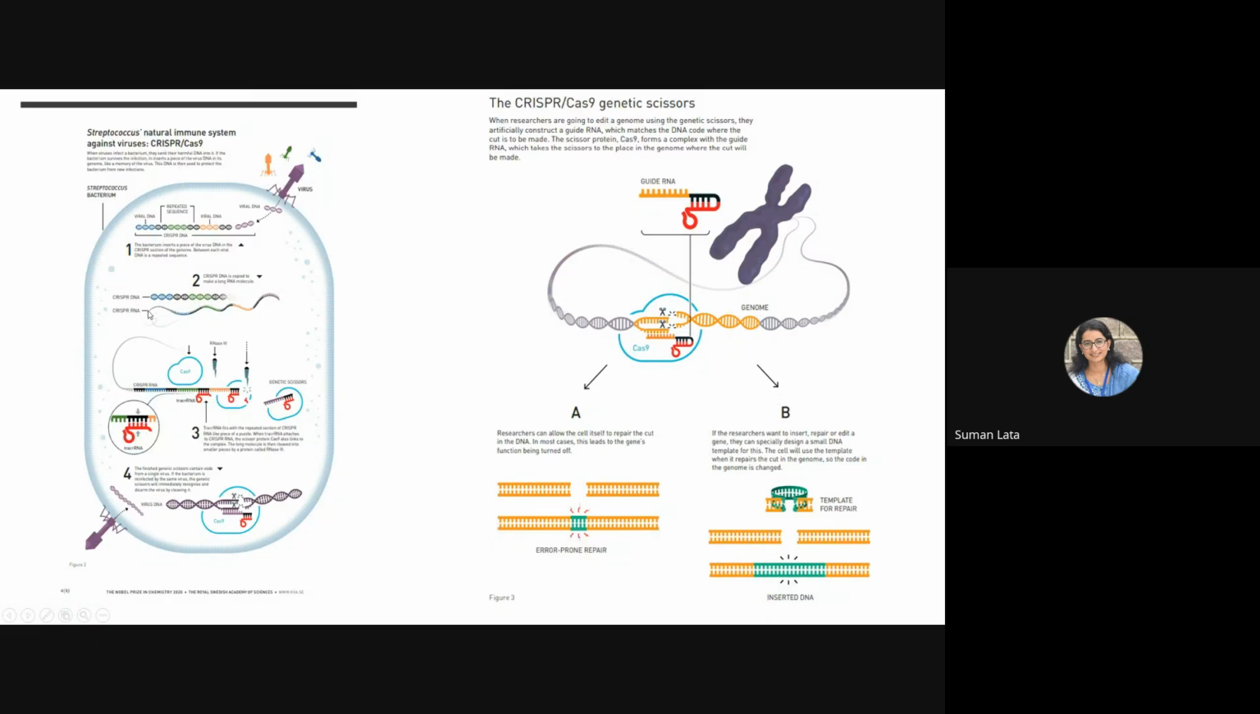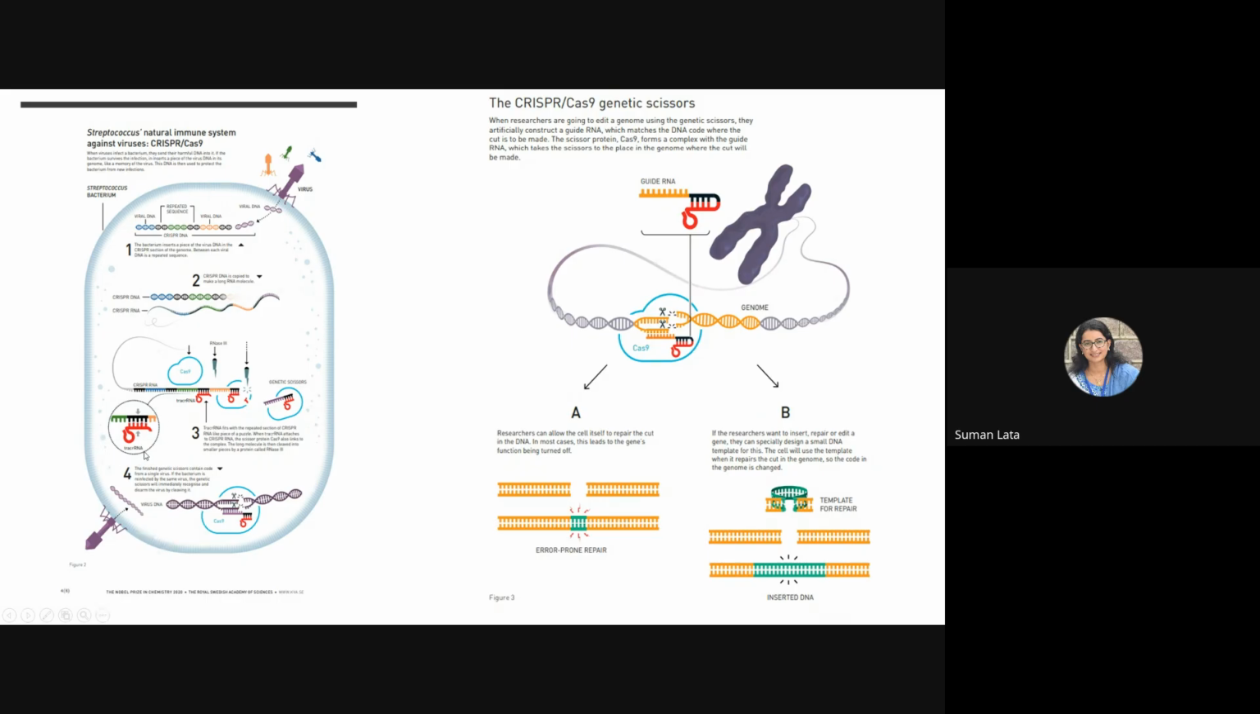So this is the CRISPR RNA being transcribed. After that, this is the CRISPR RNA molecule. The Cas9 binds to the CRISPR RNA, and this is the trans-CRISPR RNA. The trans-CRISPR RNA will bind to the complementary sequence, and then RNase III comes and cuts this CRISPR RNA molecule.